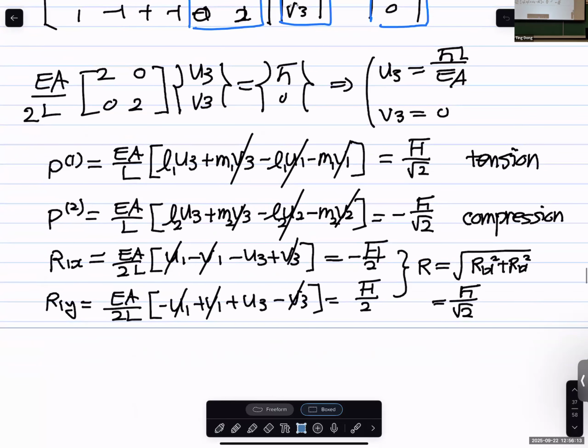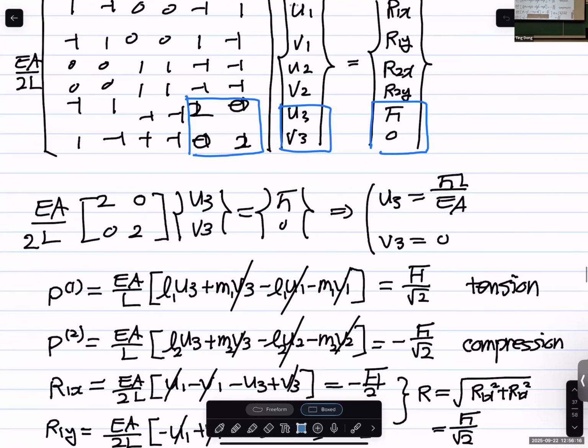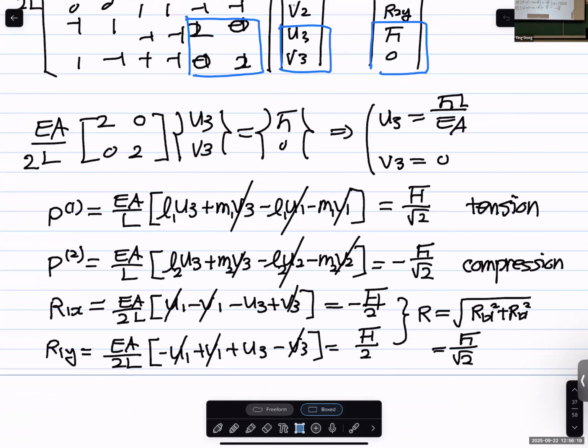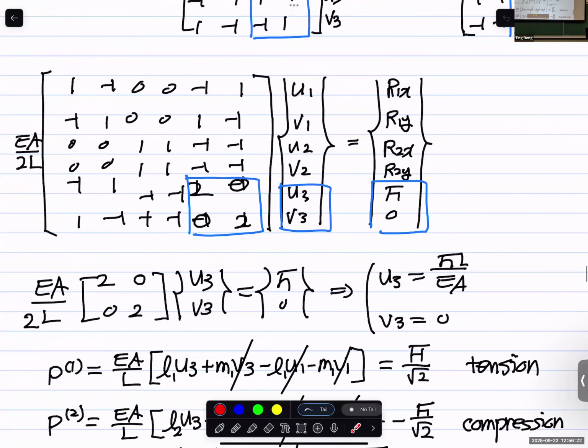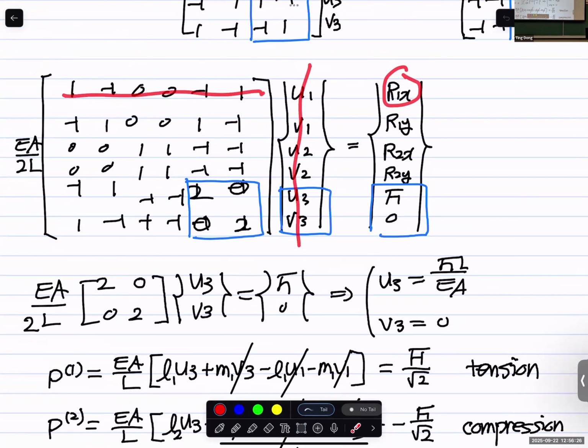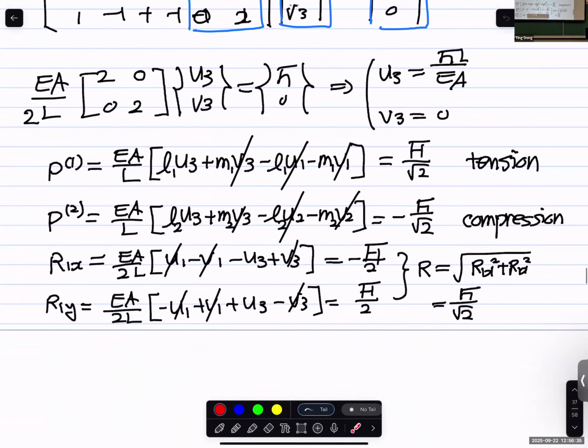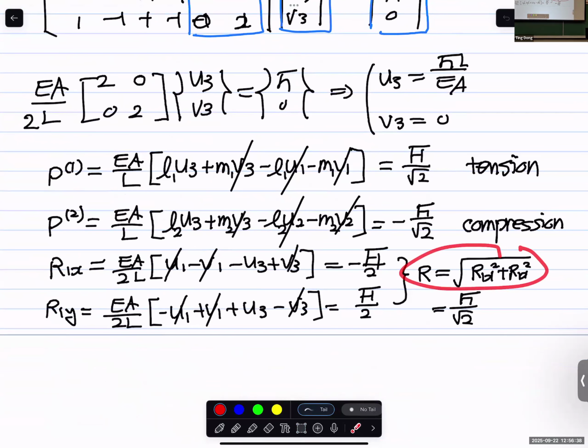So at the end of the last class, many students asked me, okay, Dr. Kim showed how to plug this one into the big matrix equation. So for the reaction force at node 1 in the x direction, you have this one times this one equal to this one, right? Reaction force at node 1 in the y direction, you have this one times this one equal to the reaction force at node 1 in the y direction. And then R equals the square root of the x component squared plus the y component squared, equal to the reaction force at node 1. It's completely correct, and it's our standard procedure. So it's perfectly fine. You use this method in your exam.